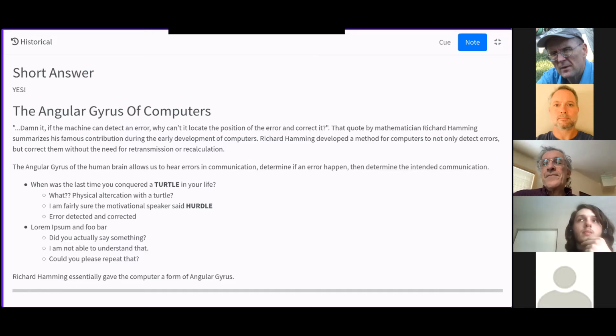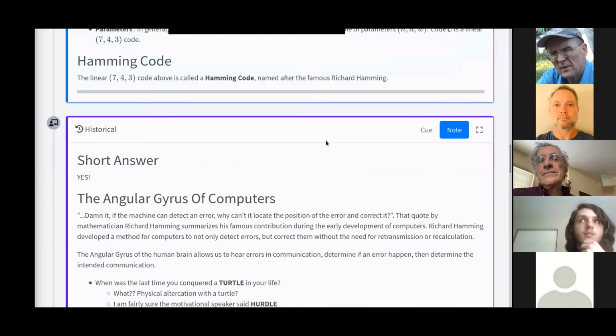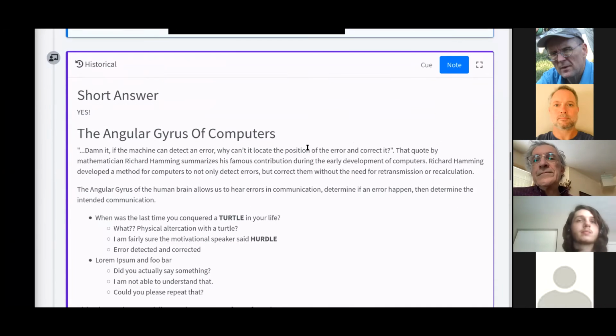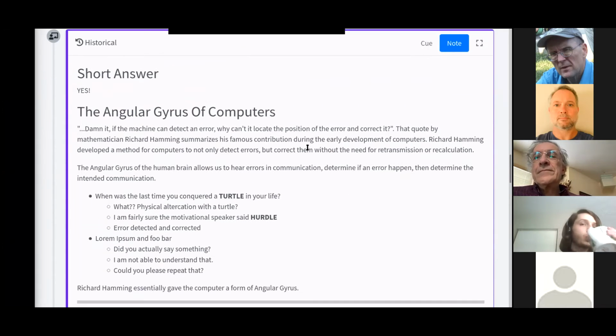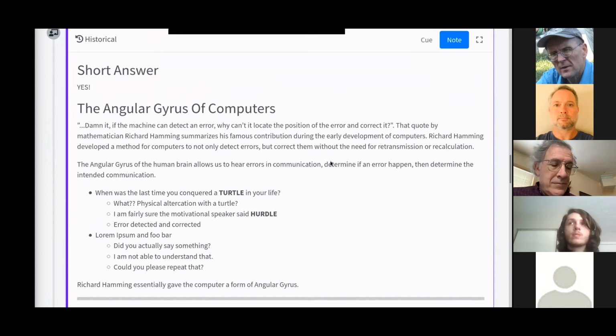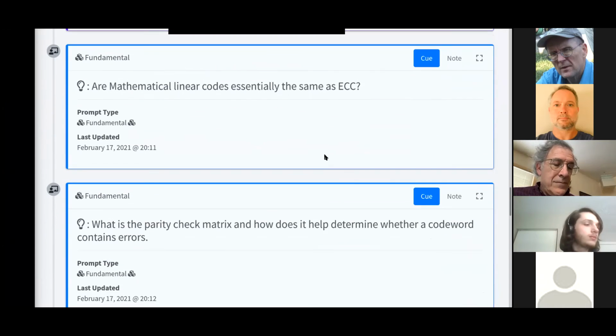So what Richard Hamming actually did was give a computer the ability to correct errors without the need for recalculation or retransmission. And if we think about the error correcting codes on the Voyager satellites, I think the last time I checked, the Voyager satellites take 17, 18 hours to make a one-way trip. So to say "repeat what you said" is quite a mishap, I guess. So our mathematical linear code is essentially the same. I didn't really answer that question yet.